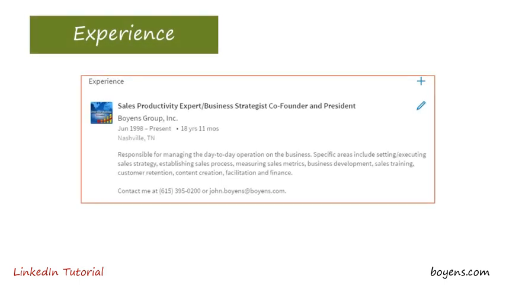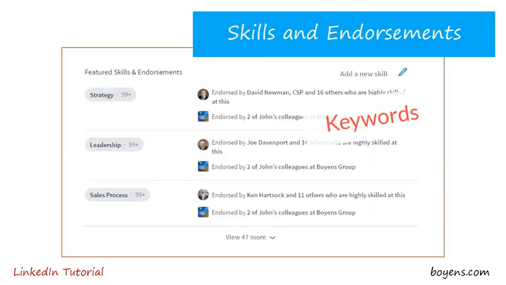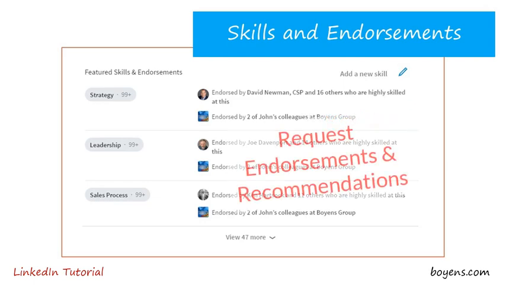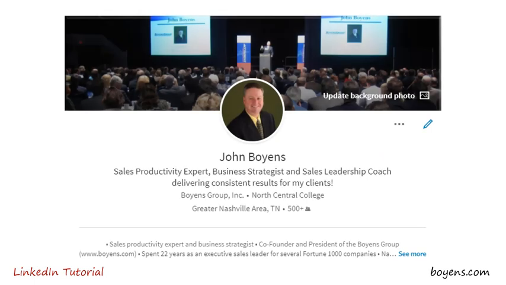I think it's important that you list all relevant past positions. You notice I said relevant. Sometimes people want to list everything that they do, and I think it's important that you list who you are today and how you want to be known today. Make sure you include keywords for each of the titles. I think you want to include keywords in your skills and expertise and experience sections. I think you want to request endorsements and recommendations for each of those relevant positions. And then remember, LinkedIn allows you to add, remove, or rearrange entire sections of the profile.